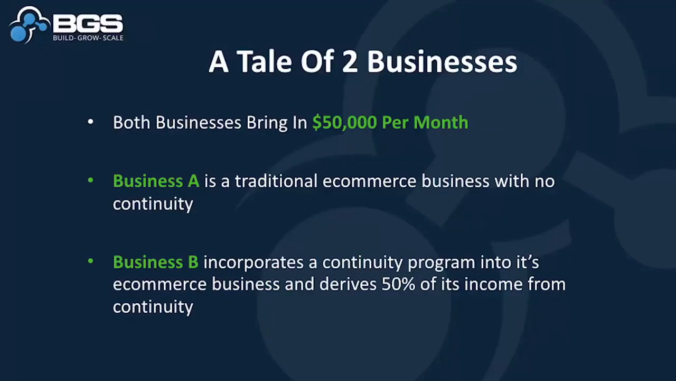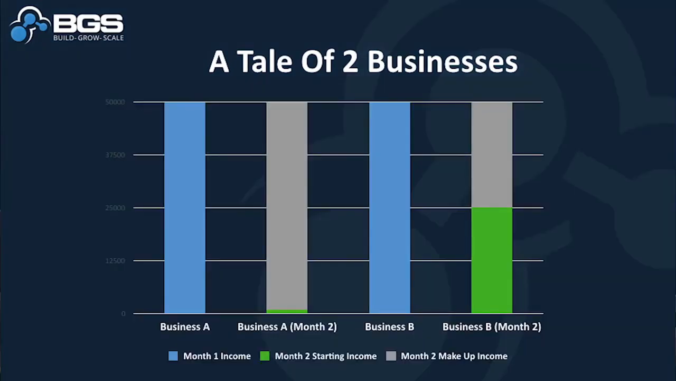So an example on this is a tale of two businesses. Both businesses bring in $50,000 per month. They're both e-com businesses. Business A, regular old e-com, $50,000 a month, regular sales, no continuity. Business B, simplistic example, I know, but it incorporates continuity and derives 50% of its sales from recurring income. Is that unheard of? No, it's not. There's a lot of companies, and I'll show you some that do that. But in this case, the only difference is that one makes half its sales from continuity and one does not. The blue line shows month one.